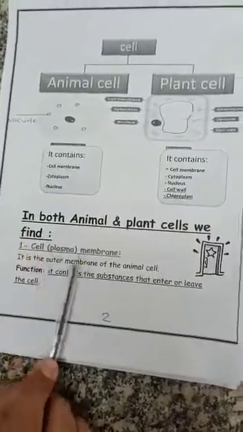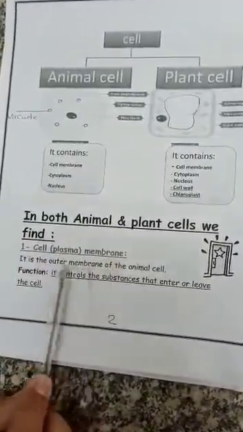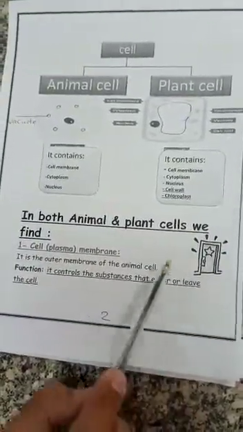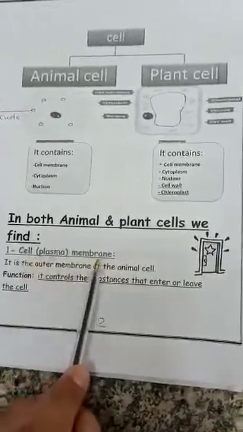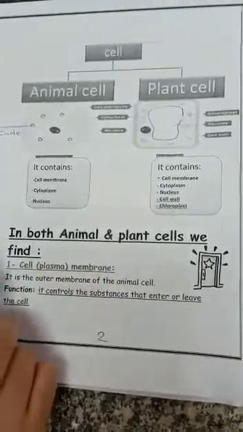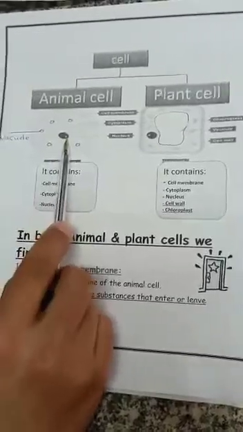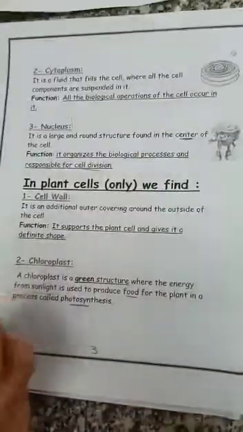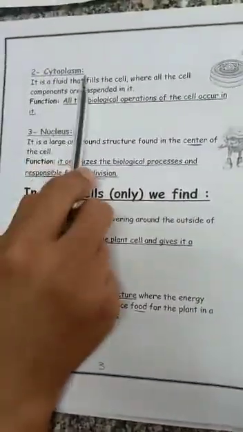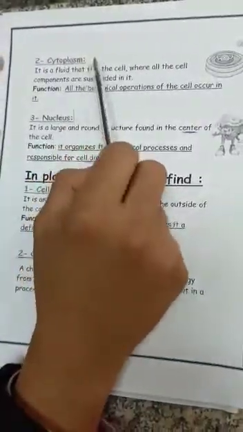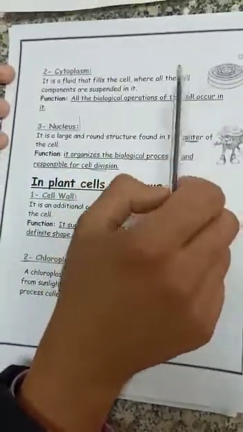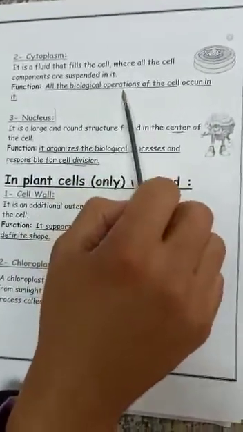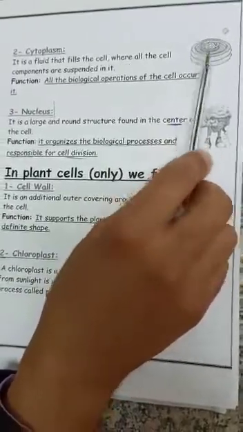Number one, cell membrane or plasma membrane. It is the outer membrane of the animal cell, like a door. And what is the function of the cell membrane? It controls the substances that enter or leave the cell. Number two, cytoplasm. It is the fluid or liquid that fills the cell. And what is the function of cytoplasm? All the biological operations of the cell happen in it.